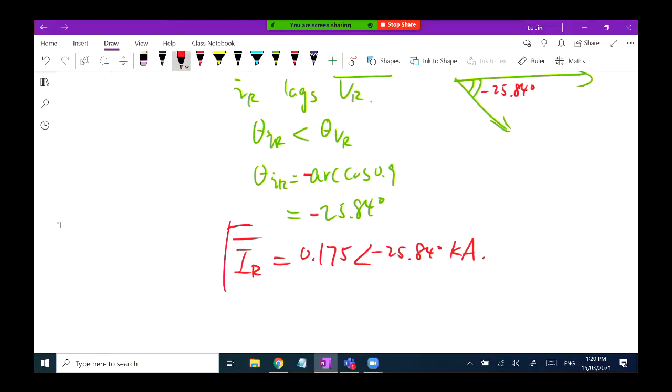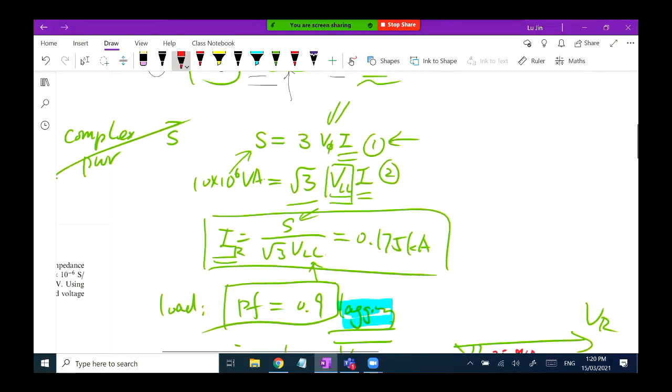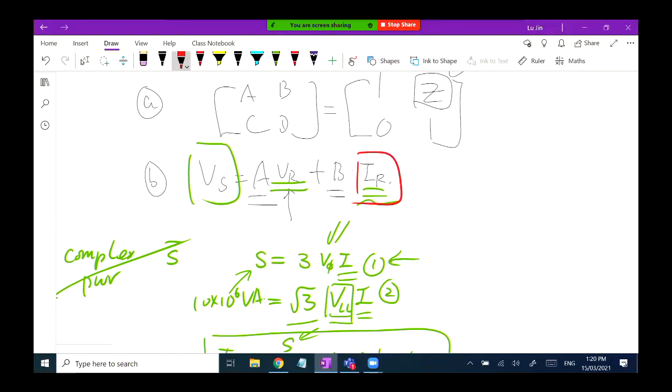IR is known, so substitute the IR back into our ABCD model. IR, again, is a vector having both magnitude and angle. VR, by default, the angle is 0, but VR is also a vector. A and B, these two parameters are known. So put everything into the right-hand side of the equation, then you can solve the VS. The result of the VS is also a vector. Then part B is solved.